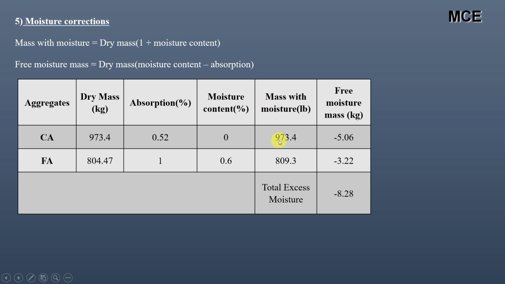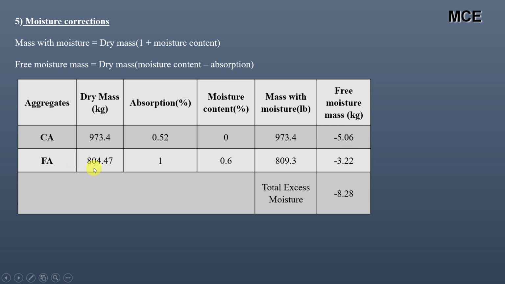Mass with moisture will be dry mass, that is 973.4, multiplied by 1 plus moisture content, so it will be 1 plus 0, which is 973.4. Free moisture mass will be dry mass, that is 973.4, multiplied by 0.52 divided by 100, since this is a percentage, minus 0 divided by 100. So free moisture mass from the coarse aggregate is minus 5.0 kg. It means these coarse aggregates are taking water from our concrete. We have to add this much extra water for the coarse aggregates.